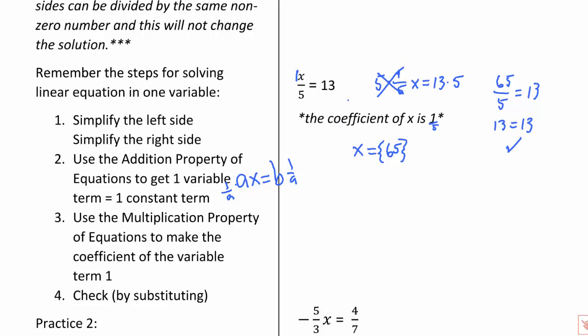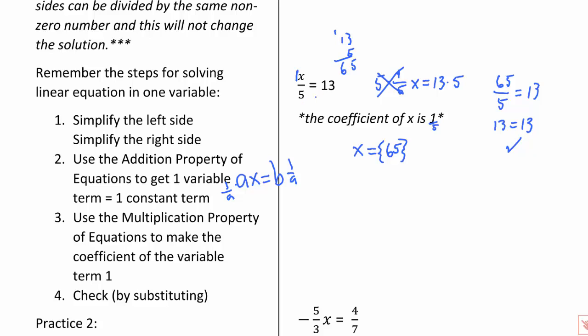Good deal. Now some of you may be wondering, how should I know that 13 times 5 is 65 off the top of my head? If you didn't know it, that's fine. Just do 13 times 5. 3 times 5 is 15. Carry the 1. 5 times 1 is 5. Plus 1 is 6. That gives you 65.